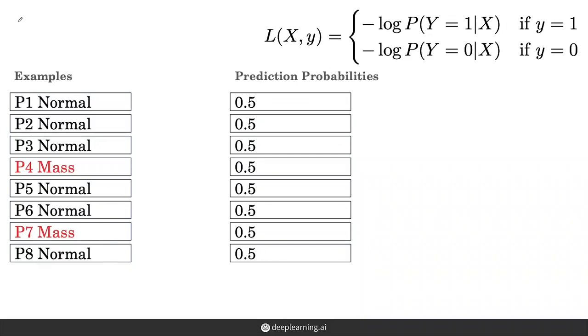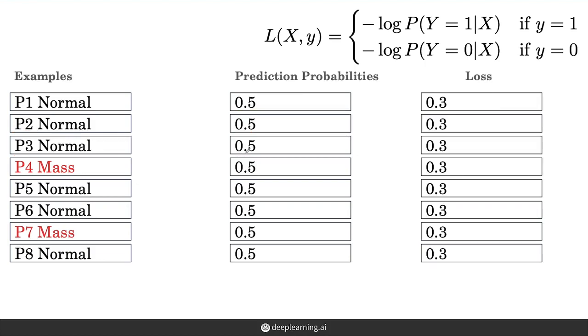We've seen how the loss is applied to a single example. Let's see how it applies to a bunch of examples. Here we have 6 examples that are normal and 2 examples that are mass. Note that P2, P3, P4 here are the patient IDs. When the training hasn't started, let's say the algorithm produces an output probability of 0.5 for all of the examples.